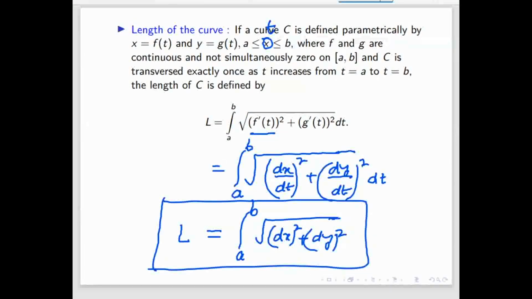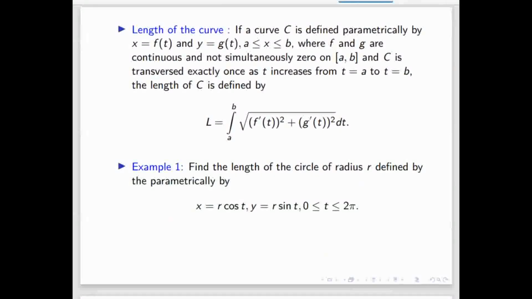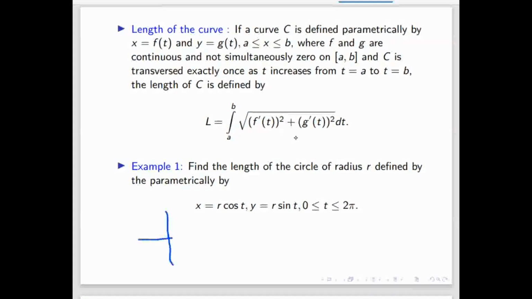So we'll see one example. So x equal to r cos t, y equal to r sin t. This is the parametric equation of a circle with center 0, 0 and radius r. So without using this formula, can you tell me what will be the length of this? This will represent a circle. 2 pi r.